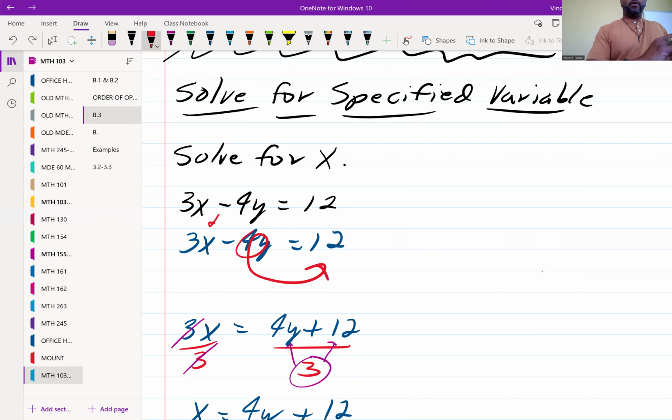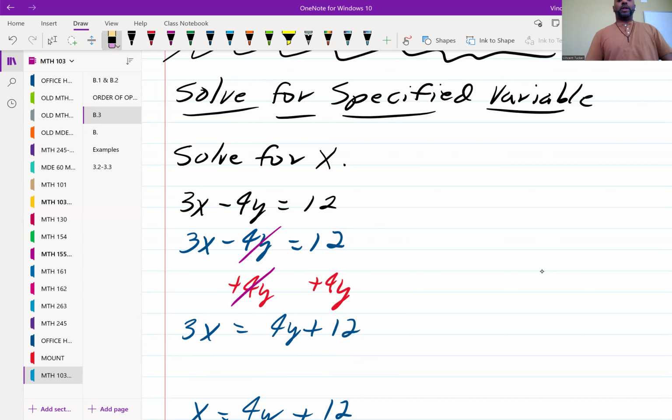So the first thing we're going to do is move that y term. We're going to add 4y to both sides. So they cancel out completely on the left, leaving just 3x. And on the right, we have 4y plus 12. Then from there, we still need to get the 3 off of x. So now we need to divide both sides by 3 so that they cancel out on the left side, leaving you with just x.